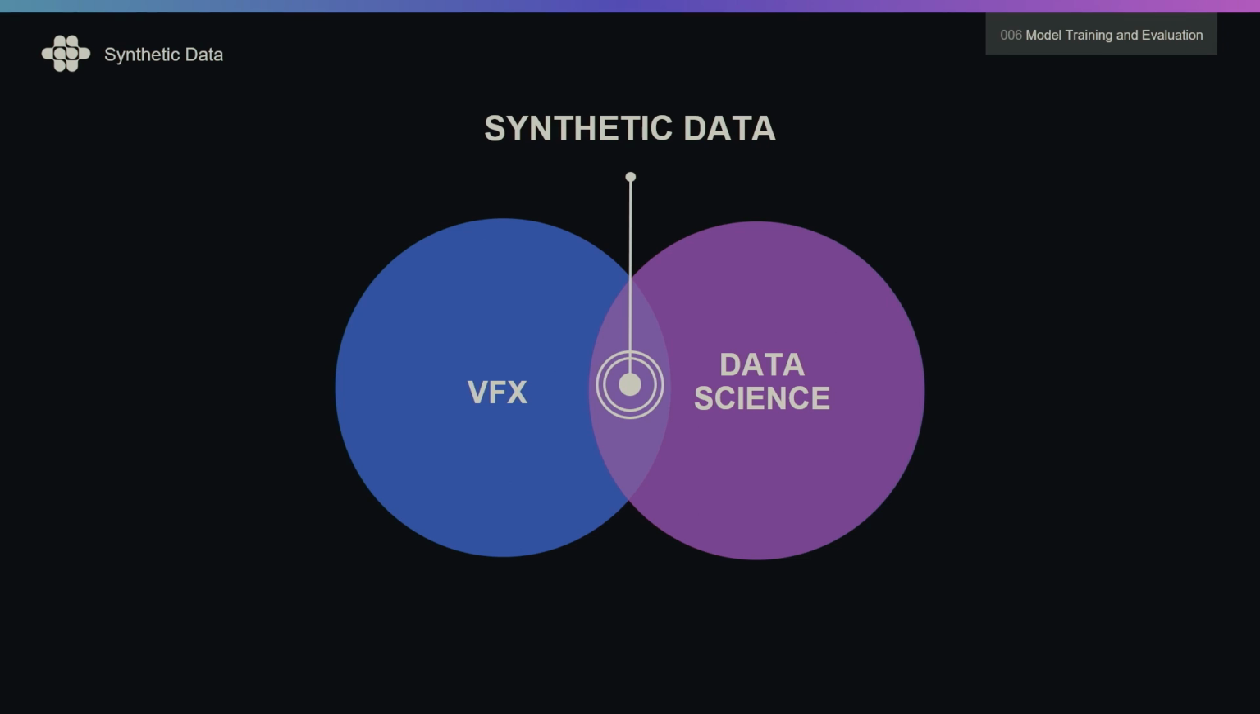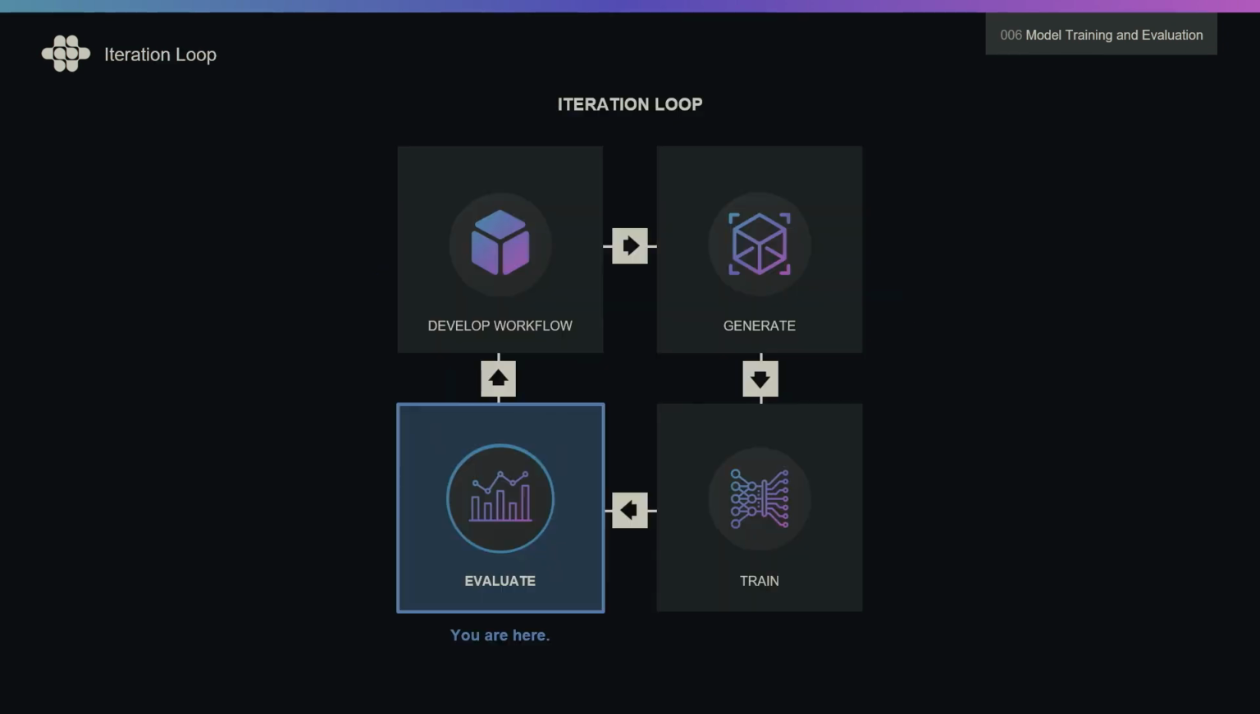When we combine these two disciplines, this is how we start to approach this problem. So if we look back at our iteration loop, we are right here on the blue dot at the evaluate stage. This is where we have trained our model. We have some initial horrible results, and we need to figure out what we do to improve it. Careful concern needs to be taken here in terms of the choices you make when iterating.